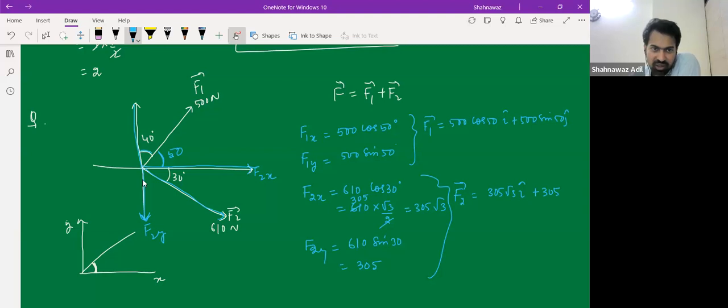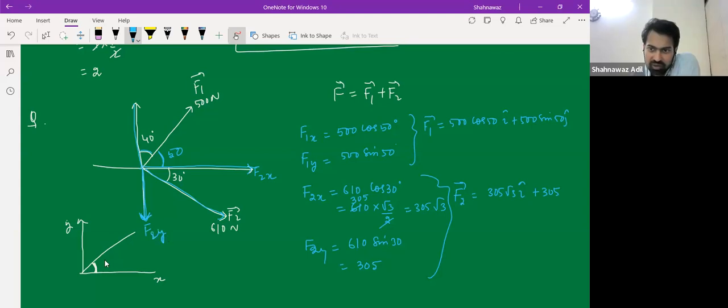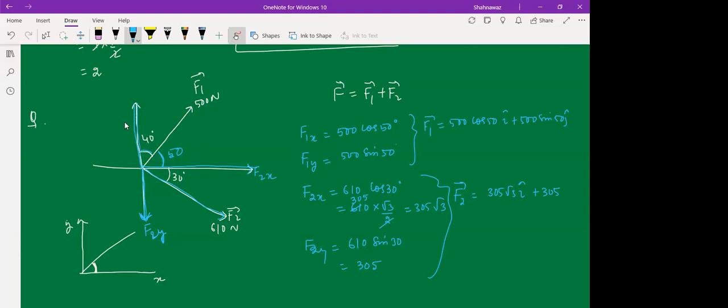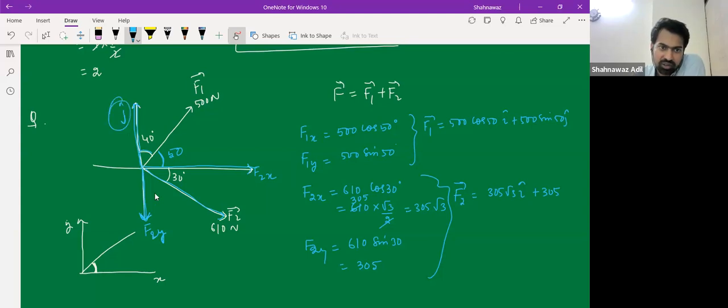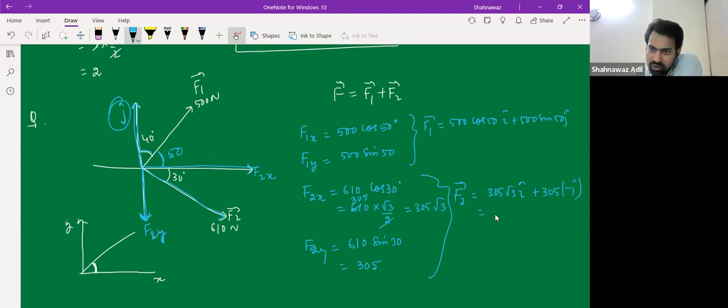So this will be F2y. Which direction is this? This is y, sir. Yes, this is j, right? So this would be minus j cap. Minus, right? Understood. Yes, sir. So F2 is 305 root 3 i hat minus 305 j hat.